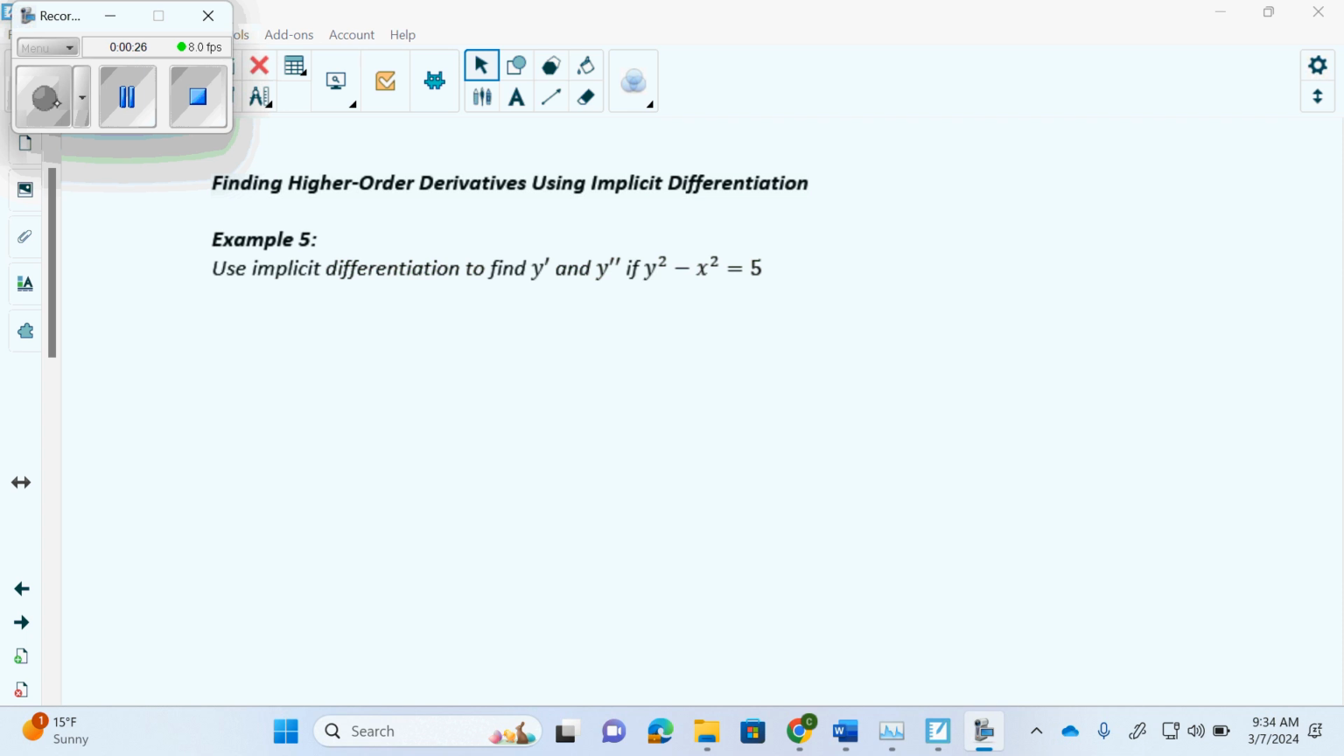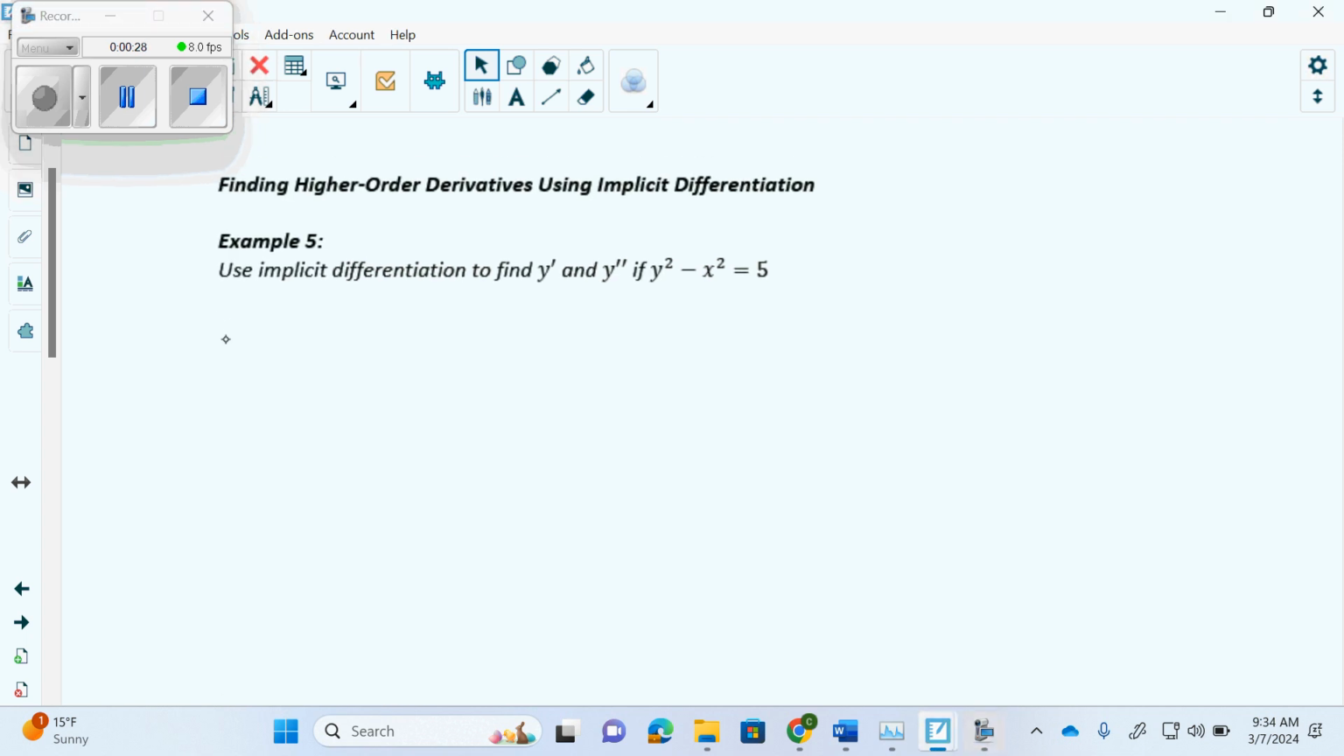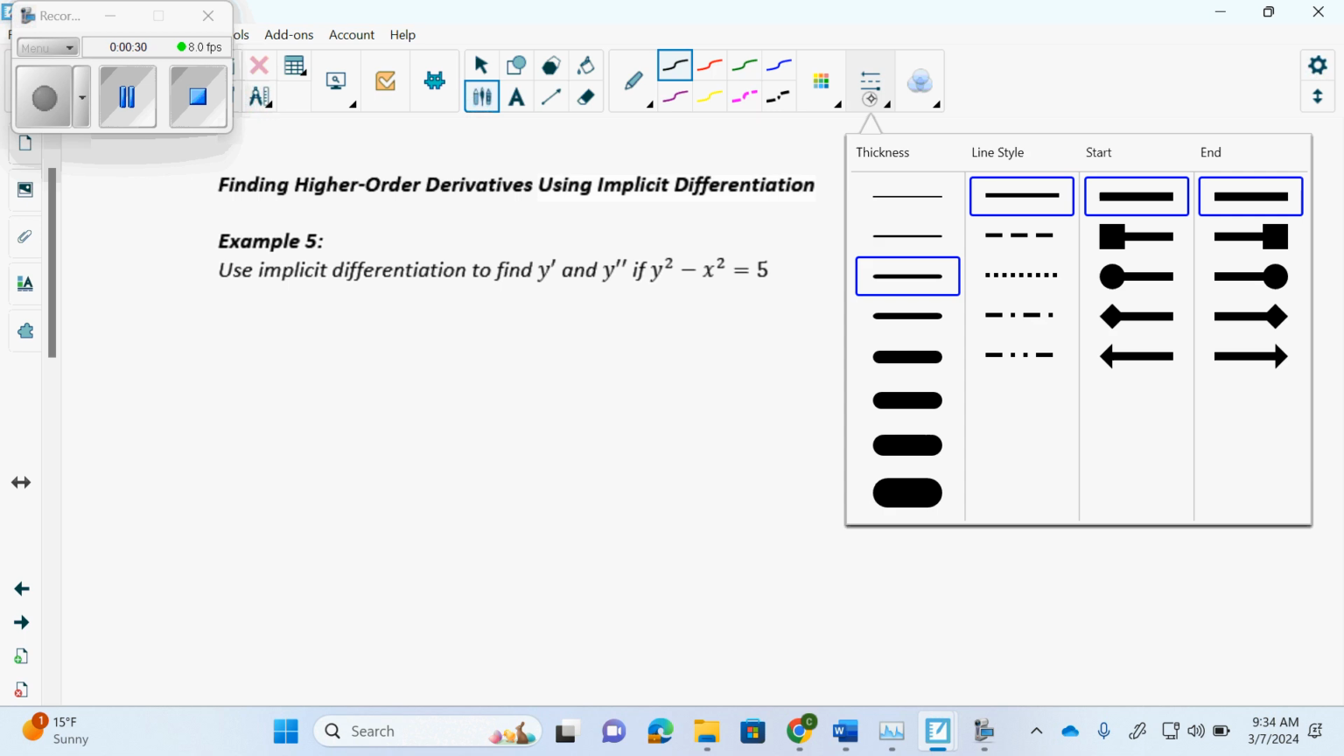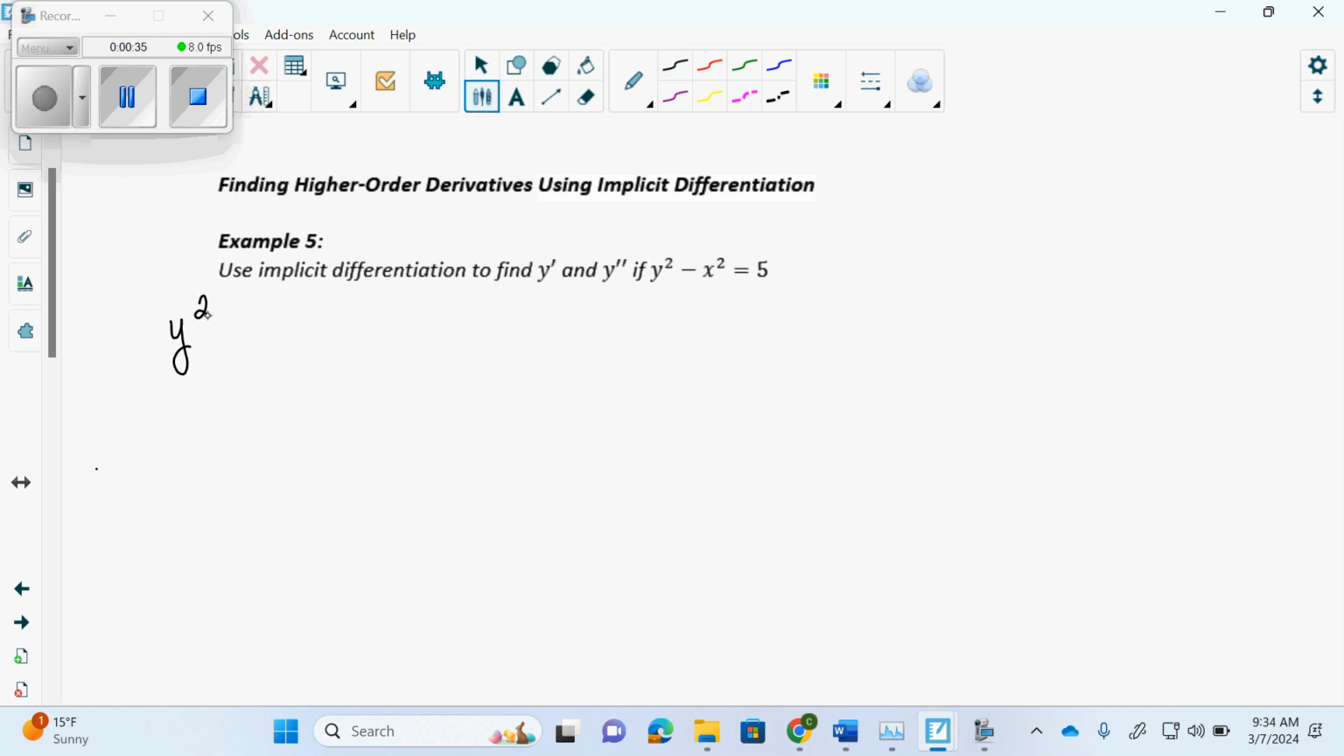Okay. So we have, every day, I do this every day. Okay. y squared minus x squared equals 5. The first step is to rewrite the equation. We've been trying to tell you guys earlier. And by we, I don't know.